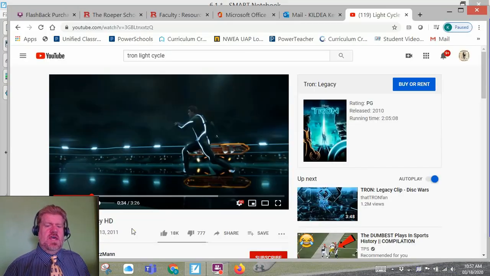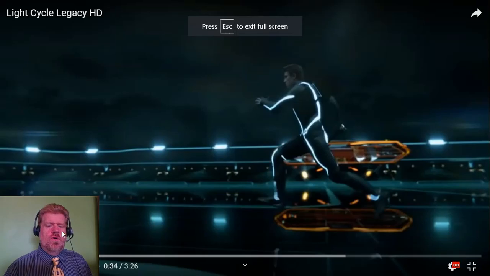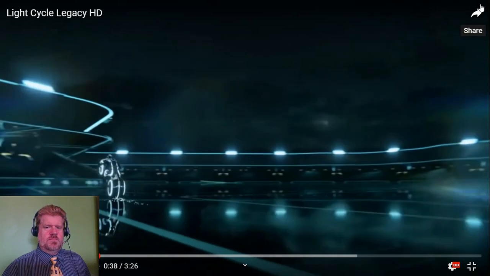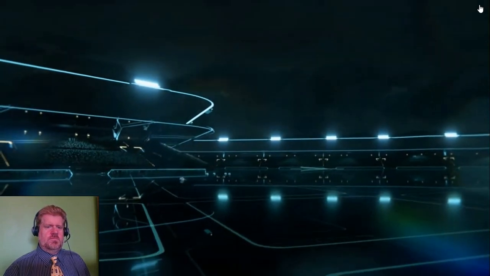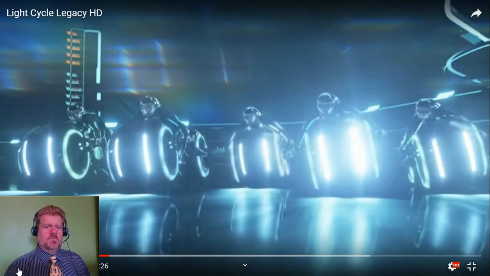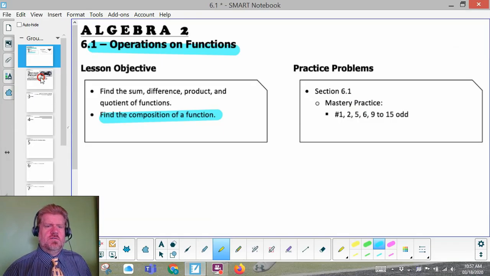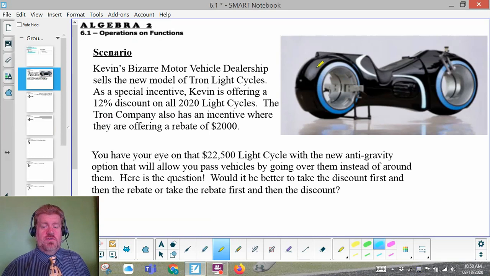Now let's just say you had one of these cool things that you could buy. Now this, ladies and gentlemen, is a Tron light cycle. Now this picture right here happens to be a real light cycle that somebody built and sold for $77,000. But do not worry, we are not going to spend $77,000 on this. Let's assume I owned a motor vehicle dealership and I was going to sell you this bike for $22,500.